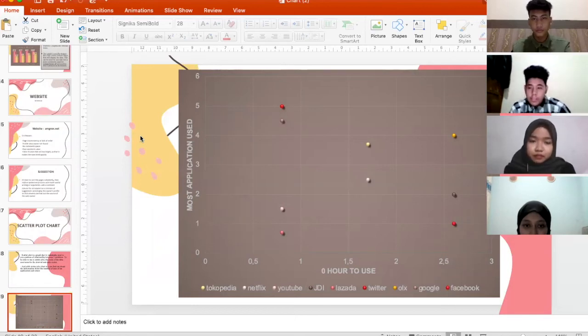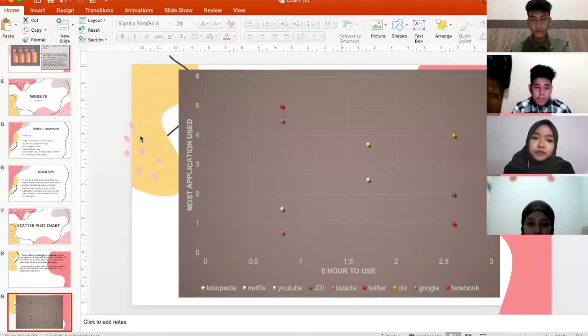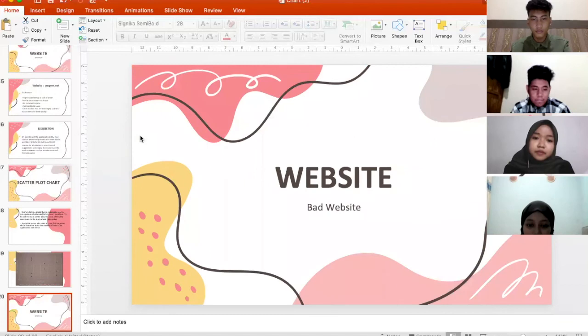We can see an example scatter plot chart about the most used application, and the highest is number 5. This is the Facebook application. And the lowest data is Lazada. Next, I will talk about a website, and this is a pet website.